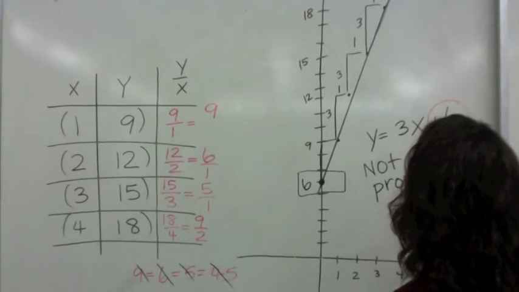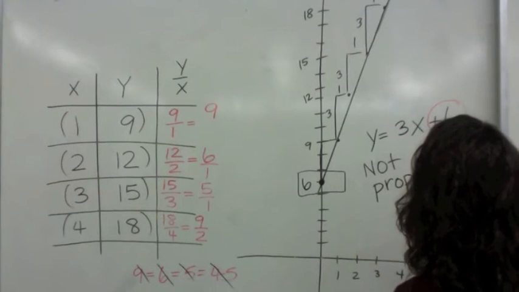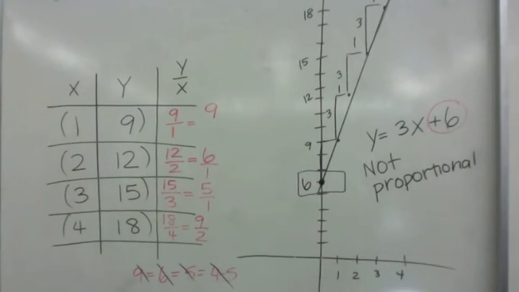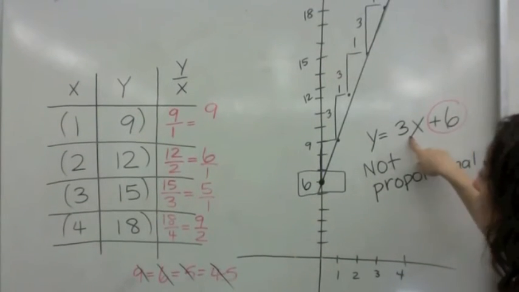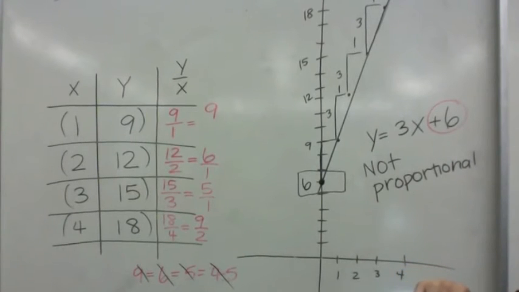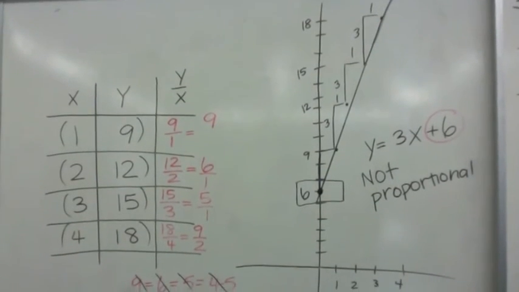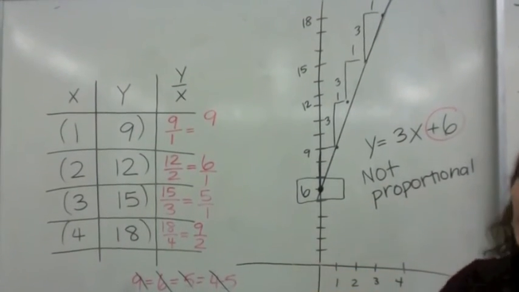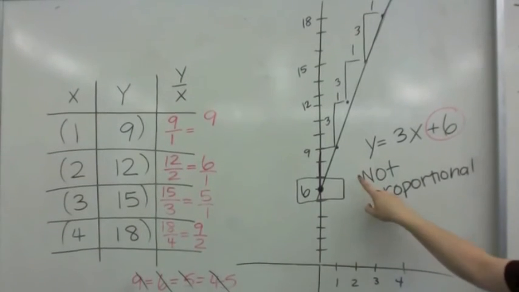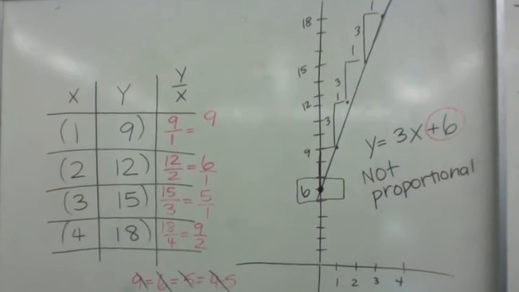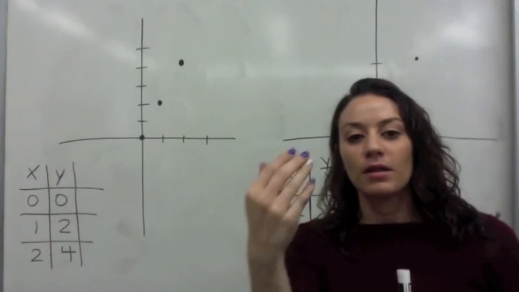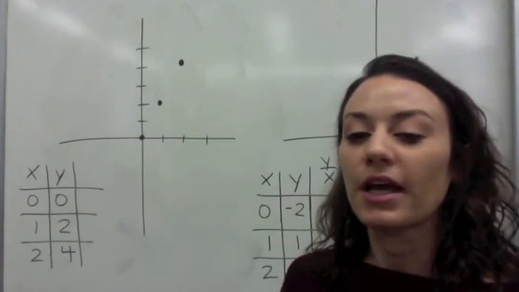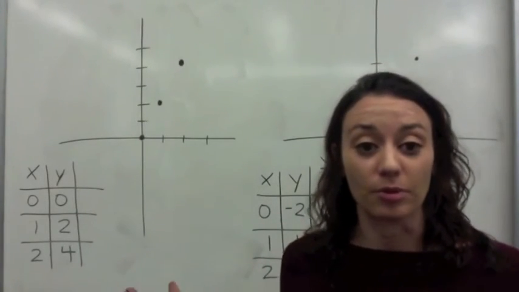The reason it's not proportional is because when you are multiplying by 3, y will always be 6 more than 3 times x. So this is the reason why it's not proportional. If it has a y-intercept that is not 0, it is what? Not proportional. Very good. So now we're going to take a look at some graphs of lines, and you're going to determine whether or not they're proportional.